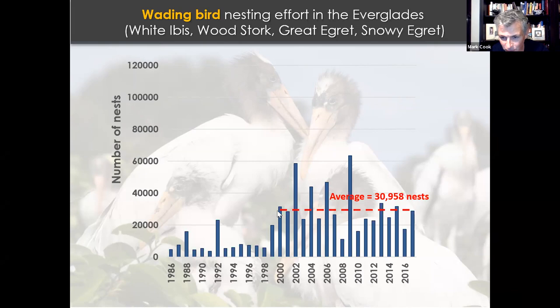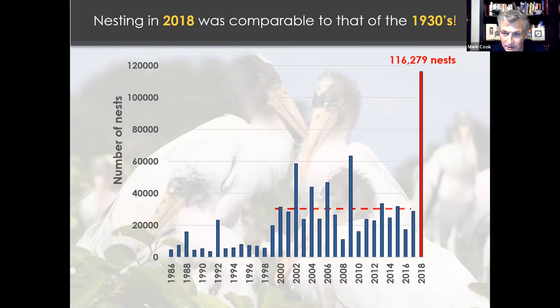It's just such an incredible thing to see, just such an amazing jump that we saw. So this is the number of nests for these four species, I might add, in 2018. So we had this incredible 116,000 nests. Now that's almost double what we had in 2009, almost four times the four-year average that we had. But most crucially, it's comparable to what we had in the 1930s and 40s, in the pre-drainage period. We were getting back to what we had historically.